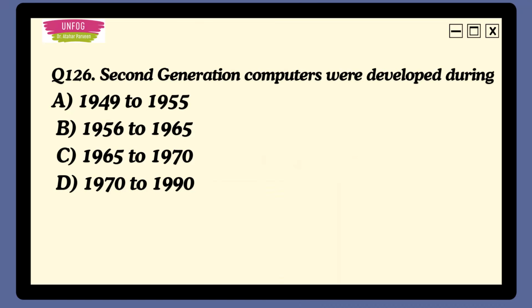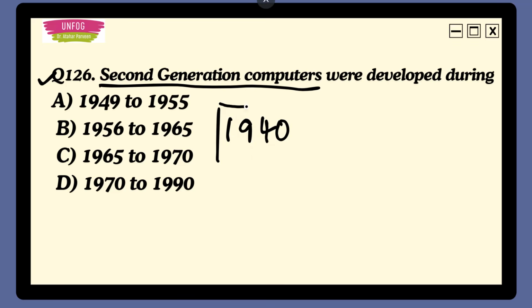Your first question in computer literacy, question 126, is: second generation computers were developed during. It is asking in which year second generation computers were made. To solve this question, first we need to know what second generation computers are. The first ever computer was made in the year 1940.